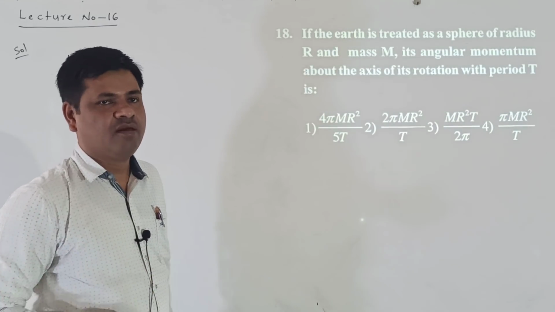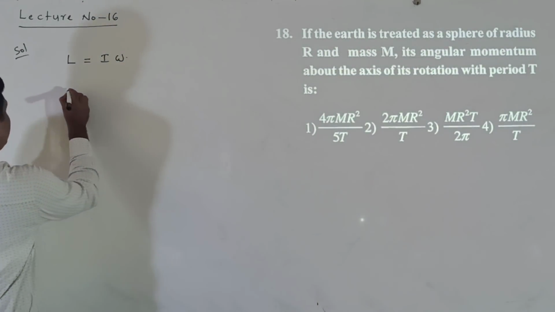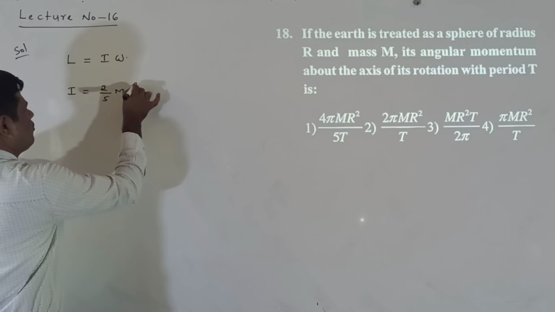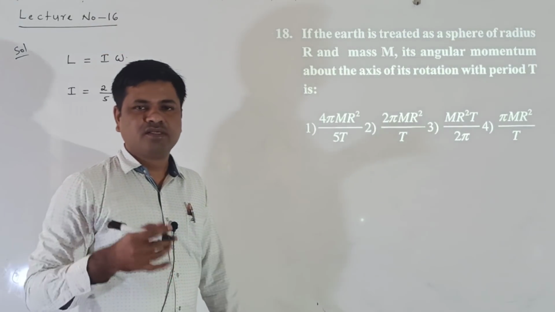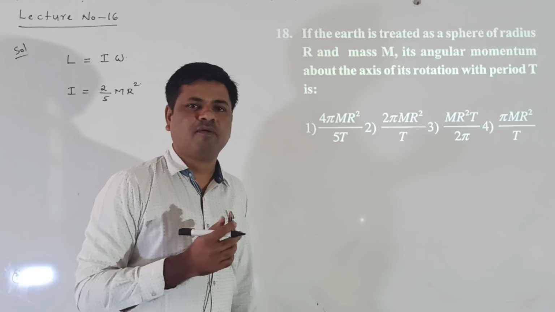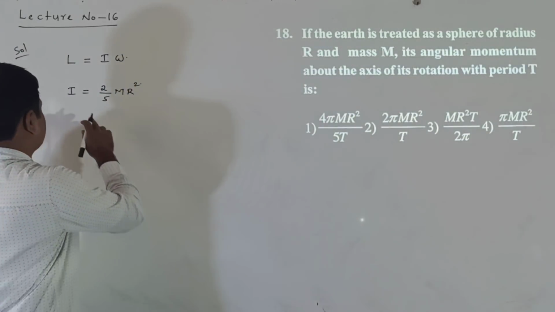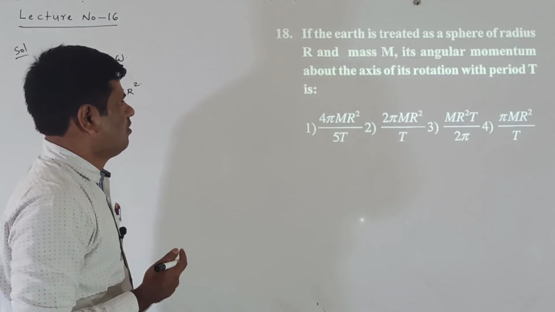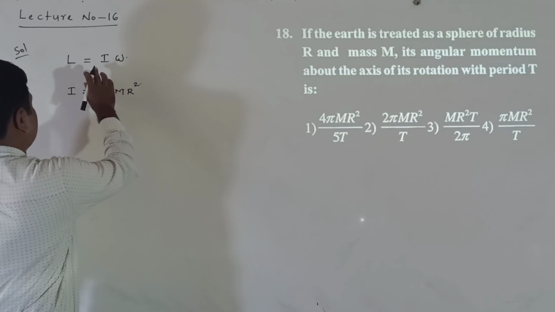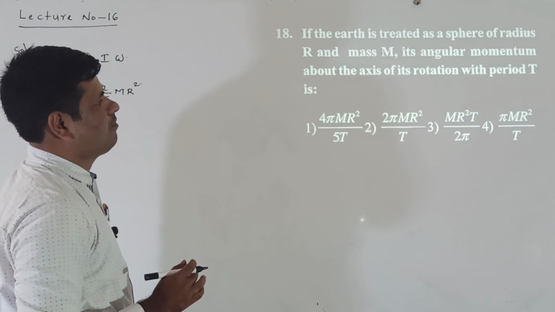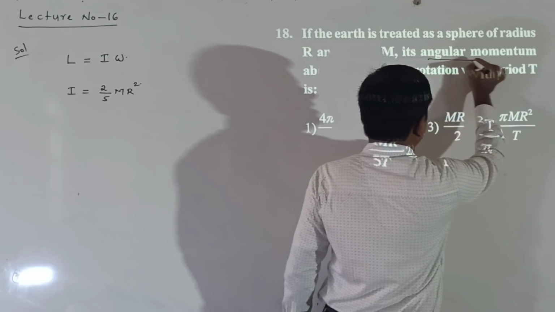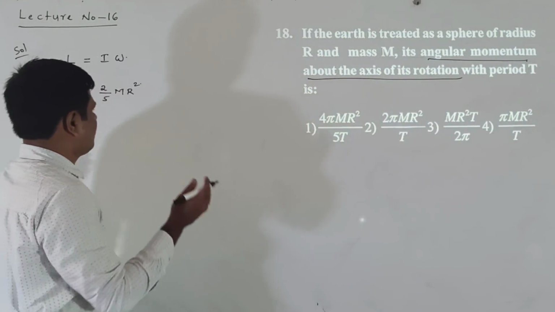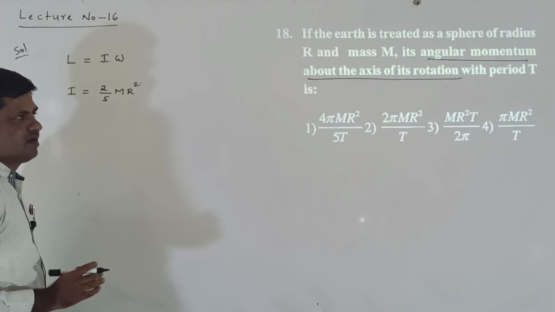Inside matter is there. So the moment of inertia of a sphere about its axis, the formula we know, is 2 by 5 mr square. This we have already studied in the system of particles chapter. That is, moment of inertia I is equal to 2 by 5 mr square about its axis of rotation. Now they are asking for angular momentum about the axis of rotation.